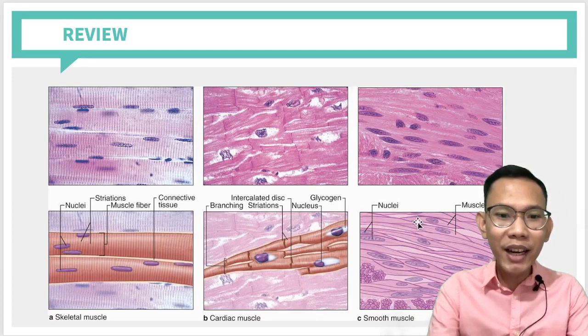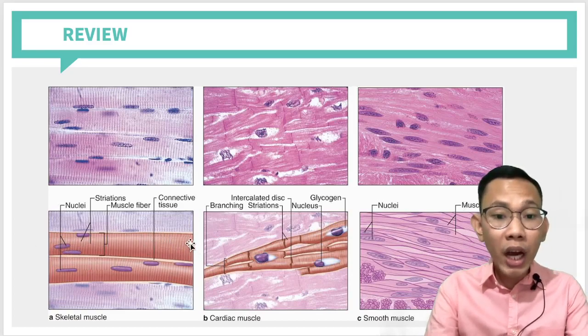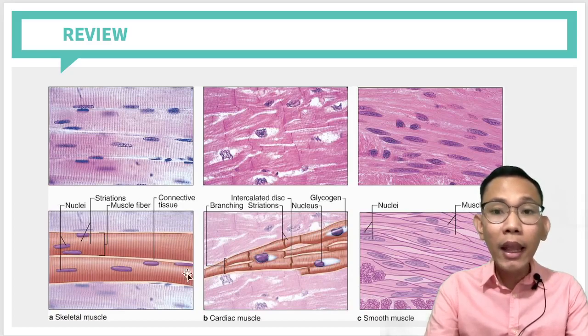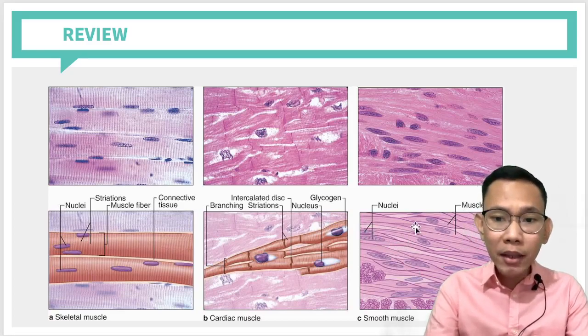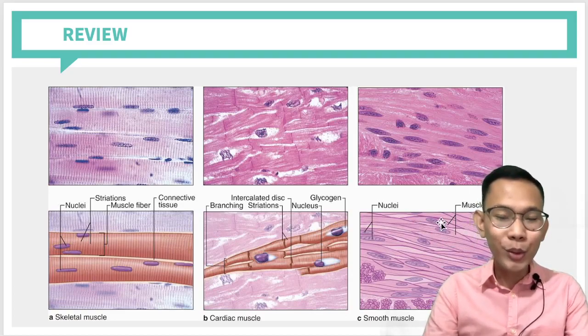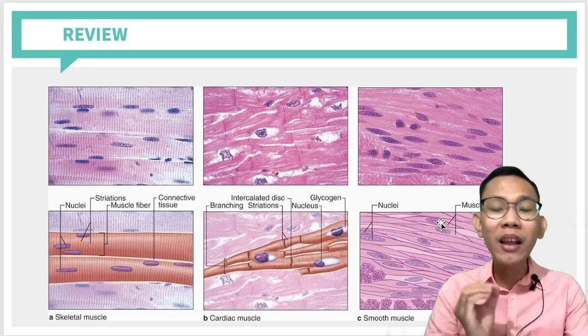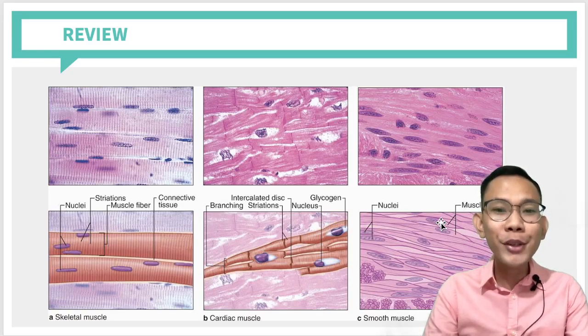Again, in this diagram, these are longitudinal views of your skeletal, cardiac, and smooth muscle. As you can see, your skeletal muscle is multinucleated, with nuclei located peripherally. This is an individual muscle fiber, and it is non-branching. In your cardiac muscle, we can see intercalated discs and a centrally located nucleus. There are also striations in both your skeletal and cardiac muscle. And lastly, in your smooth muscle fibers, you can see a cigar-shaped nucleus, a spindle-shaped muscle fiber, and a centrally located nucleus. That is how we differentiate your skeletal, cardiac, and smooth muscle in terms of their structure.